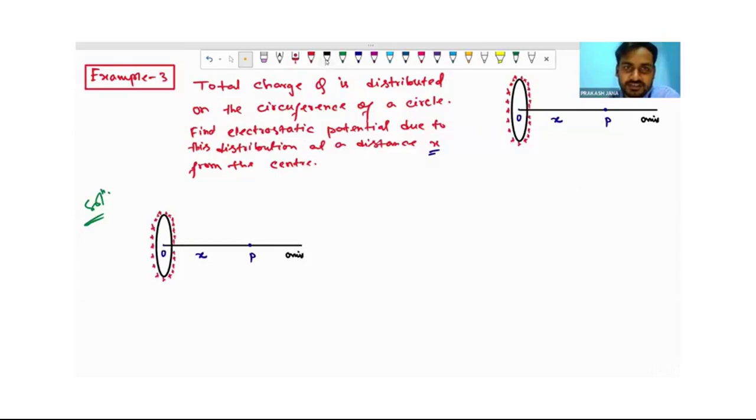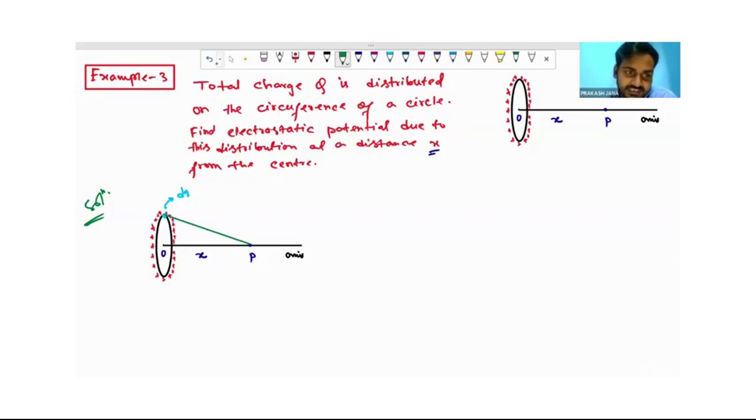Now you tell me, here I'll take an elementary charge. Suppose this is the elementary charge and its magnitude is dq. Okay, I have to find the electrostatic potential due to this dq charge at point P. For that, what do we need? We need the distance between the elementary charge and the point at which we are looking for the electric potential. So this is the distance.